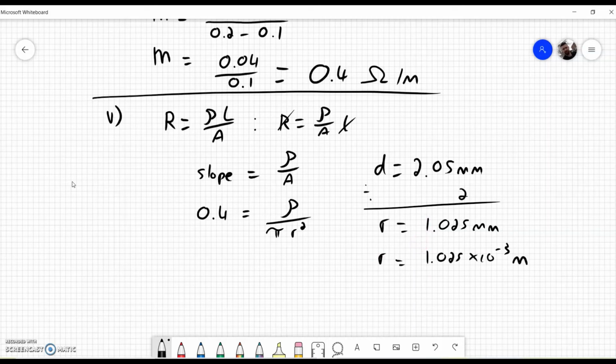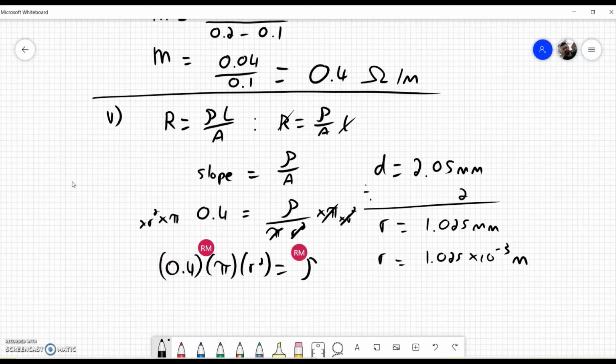I now have a value for my radius, which I can put into that formula, and I can now use that to find my overall resistivity. So what I need to do is move the pi and the r squared. Well, right now there's a pi dividing, so if I multiply this side by pi and I multiply this side by pi, that's going to simplify off with that, and I'll have 0.4 pi. I can also multiply by r squared, and I multiply this side by r squared. This disappears with this. So my next line will look like 0.4 times pi times r squared is equal to my resistivity.